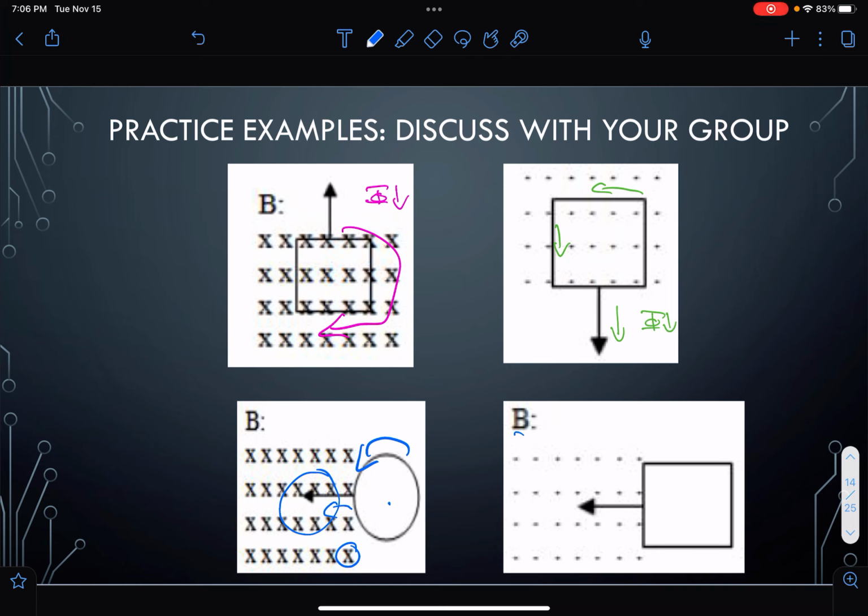This last one here, same thing. I'm starting at 0, and as I go into here, all of a sudden I'm going to have all this flux. So my flux is increasing, so I'm going to do the opposite. This dot means it's coming out of the page, so I'm going to point my thumb into the page, and then my fingers go in this direction, and so therefore it's clockwise.